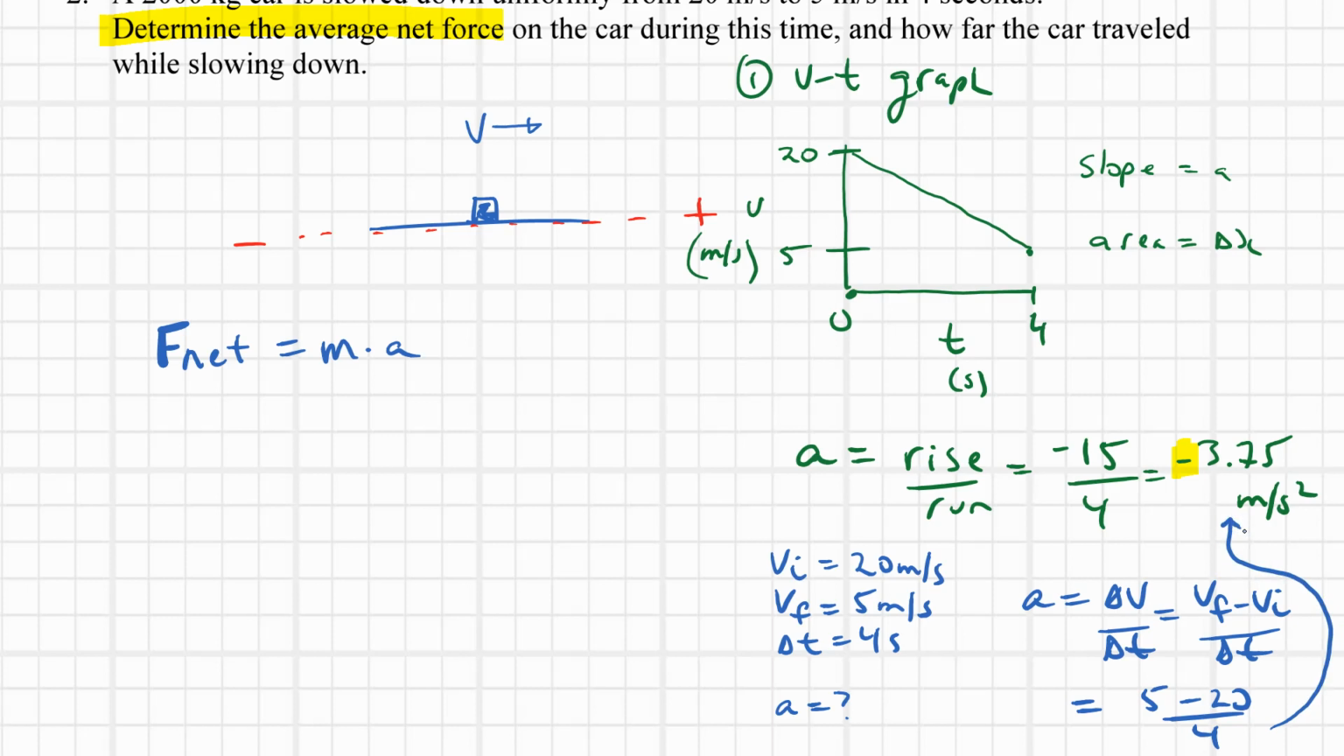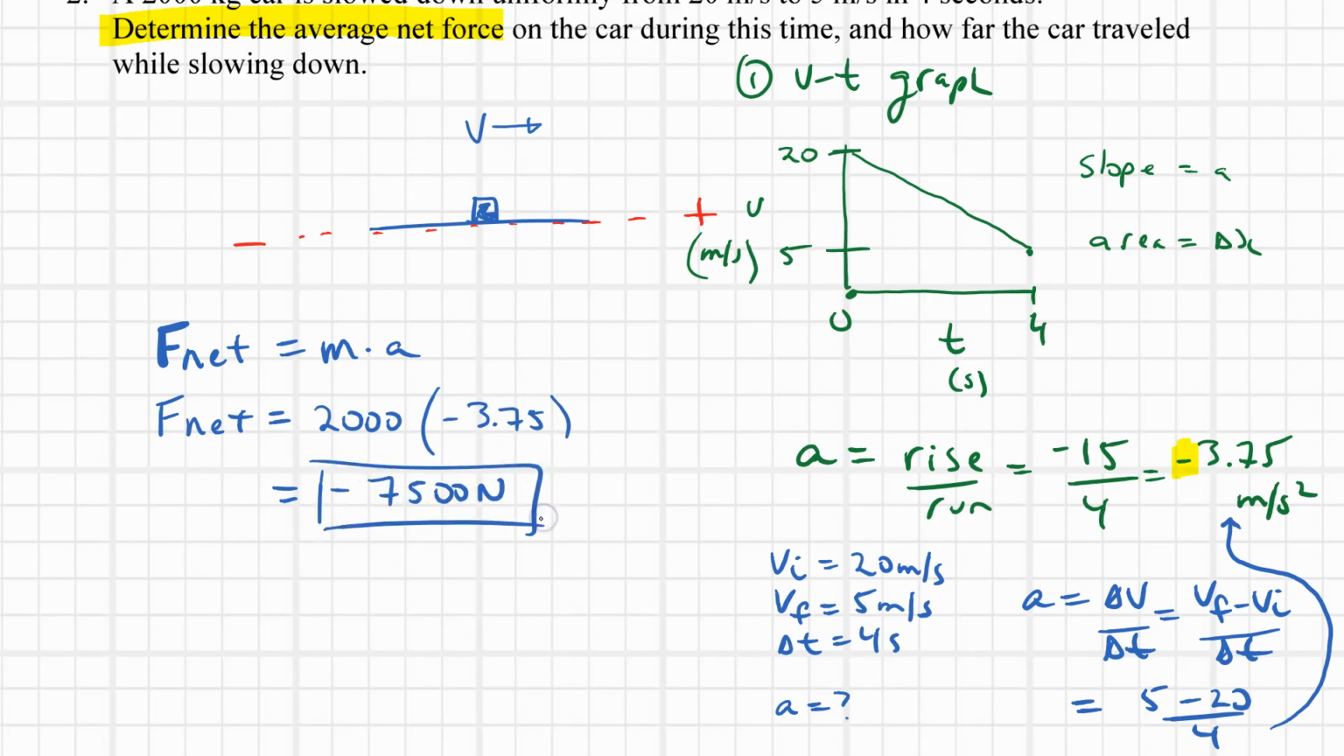Okay, so to solve now for the average net force, let's go over here and we'll say F net is going to be equal to the mass of 2,000 kilograms multiplied by this acceleration of minus 3.75. We multiply those together and I think we get minus 7,500 newtons. So a couple things. One is that the negative sign means that it's in the leftwards direction, opposite the direction that we're moving. It's the negative that we defined up here.